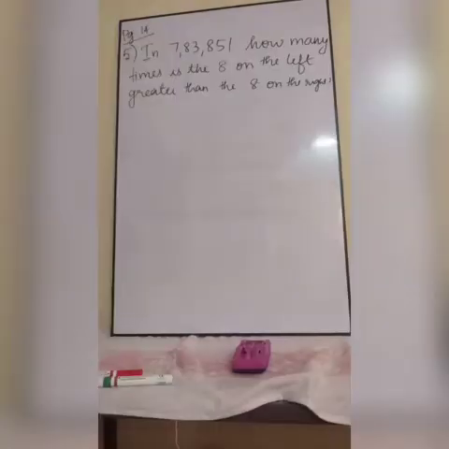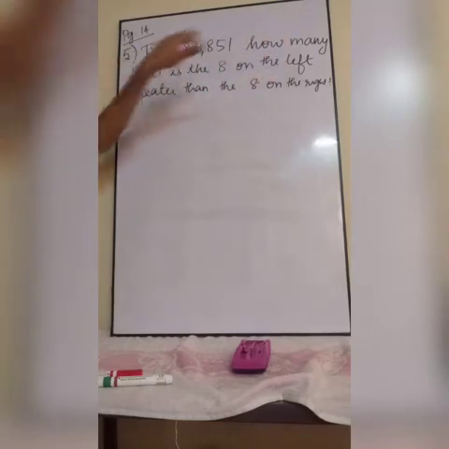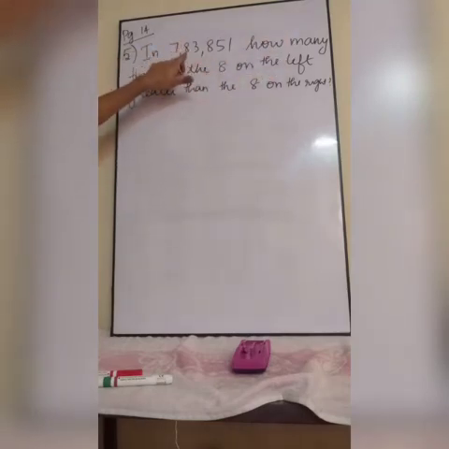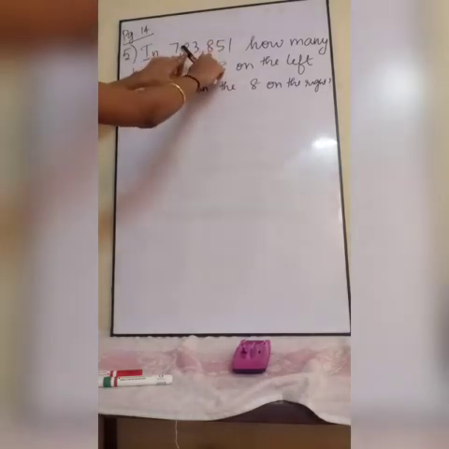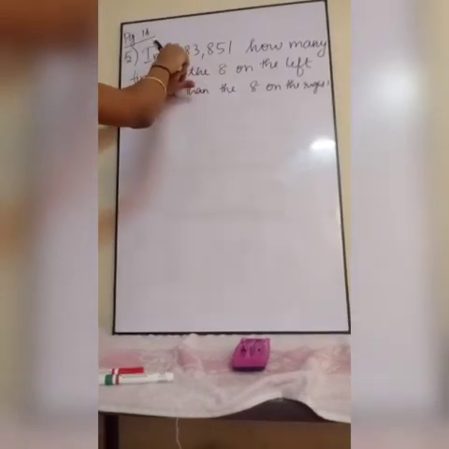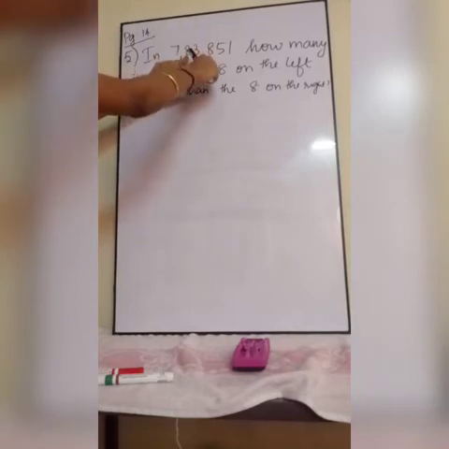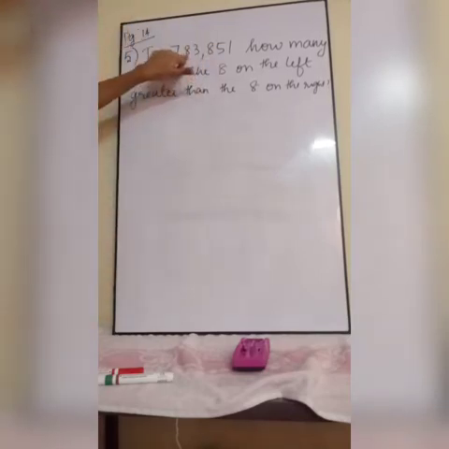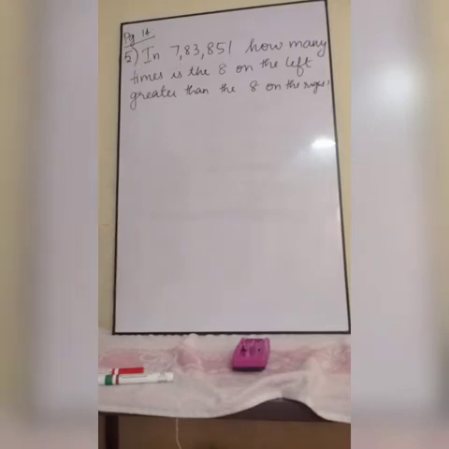Understood? Next question is your fifth question. In this question, you have to find, listen, 7,83,851 is the numeral. How many times is the 8 on the left greater than the 8 on the right? So, I already know that this 8 is greater than this 8. So how many times is it greater? The same method of sum you have dealt with in the example. Do you remember that? If you turn back your pages, you can see that example. The same type is also there.